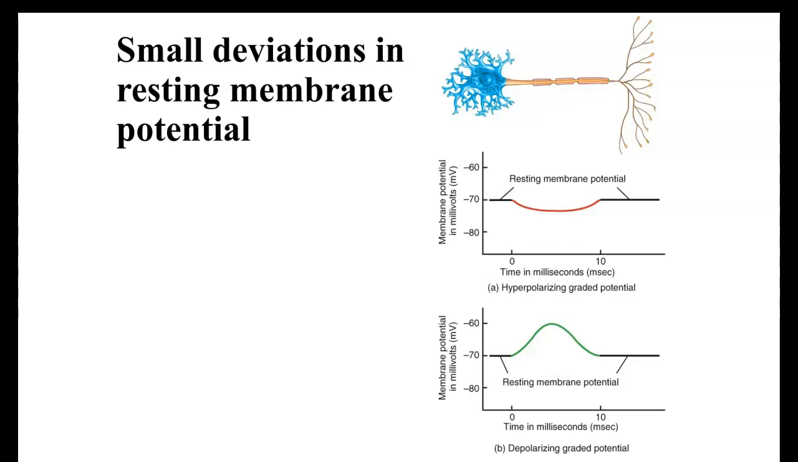Small deviations in resting membrane potential can happen. In the first one, you have what's called a hyperpolarization graded potential. You can see how it goes down below negative 70 millivolts. Or you could have a depolarization graded potential, where the resting membrane starts off and then becomes closer to, let's say, negative 60 millivolts. So we know some positives are leaking in there.